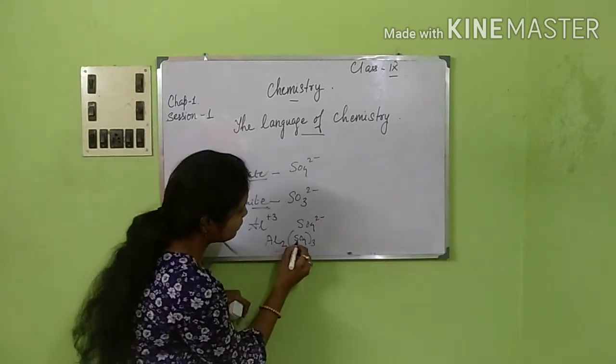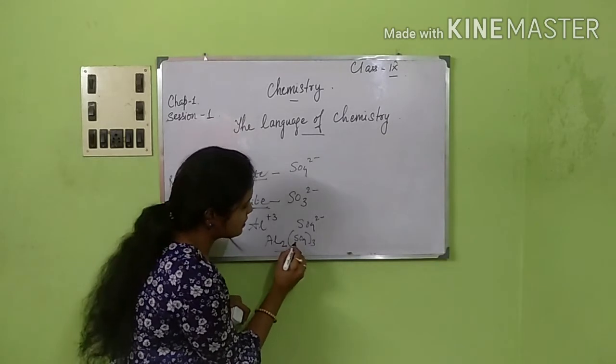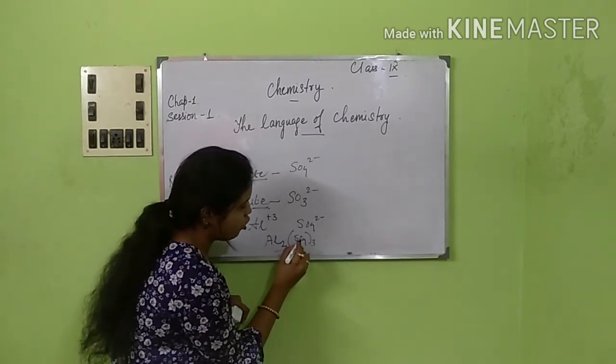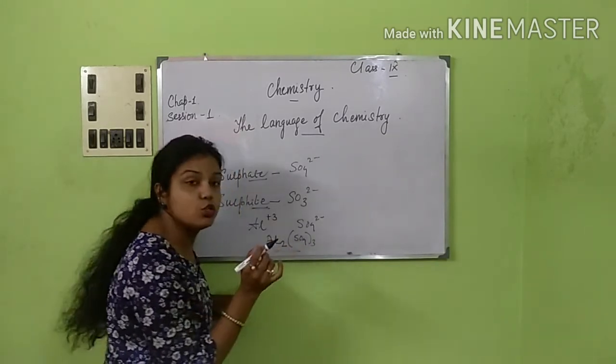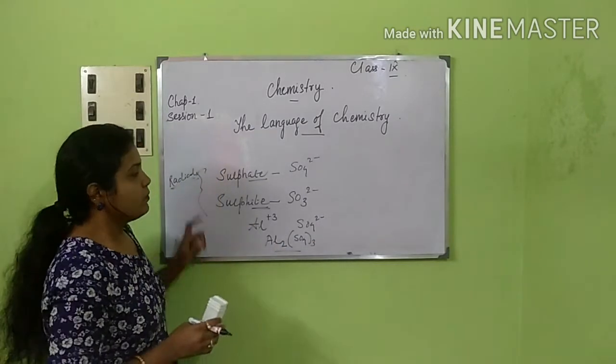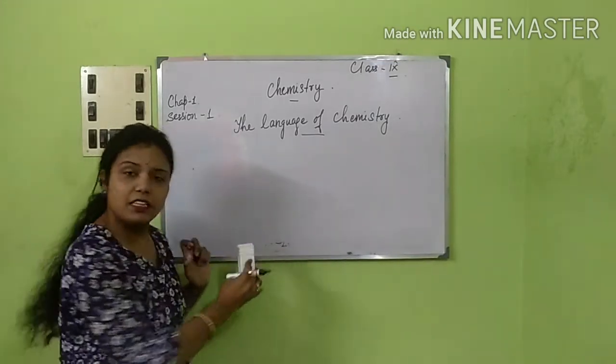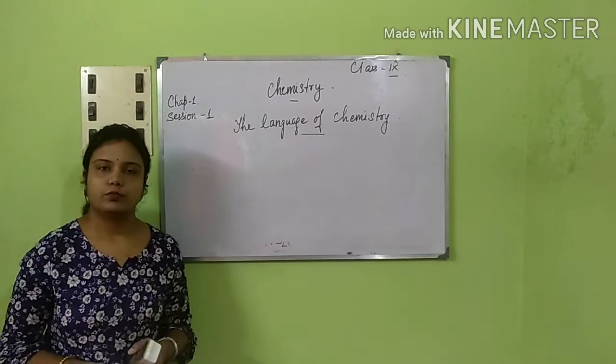That means each of these elements has a number of atoms. Sulfur has 3 atoms. Oxygen has 4 into 3, 12. These are all multiplied. I hope I'm very clear with this part now. If you're having any doubts, please do comment now.